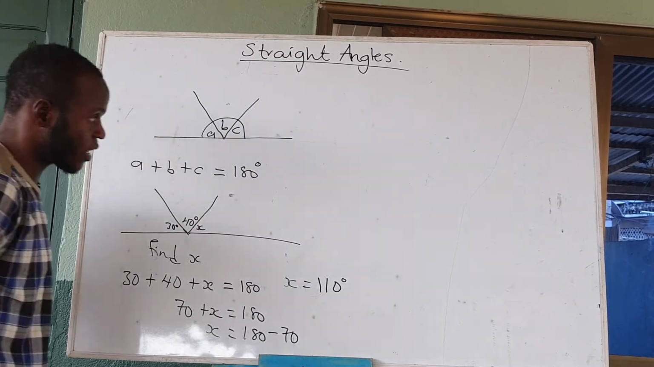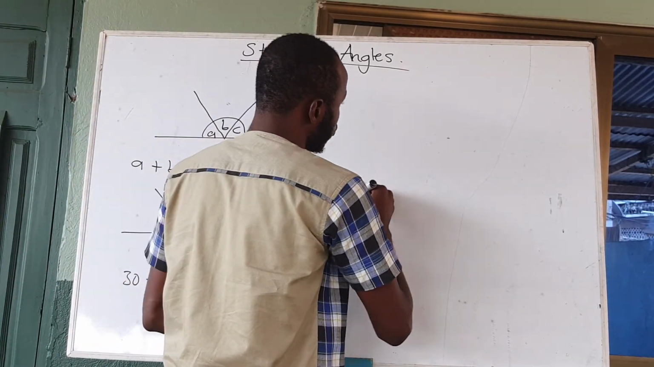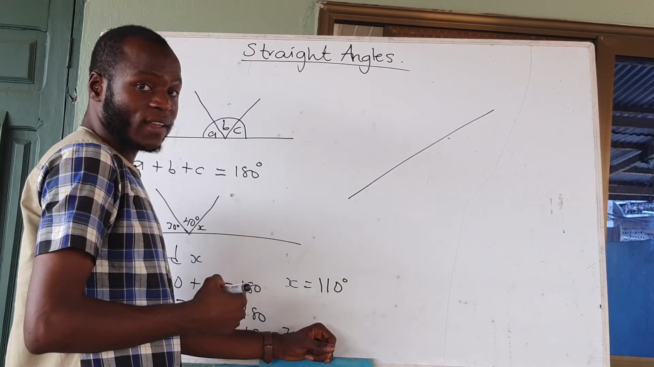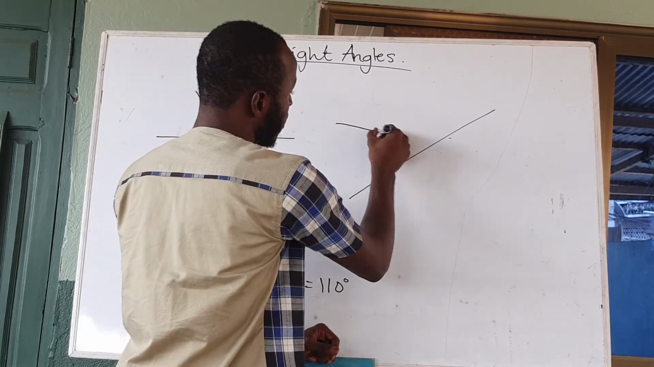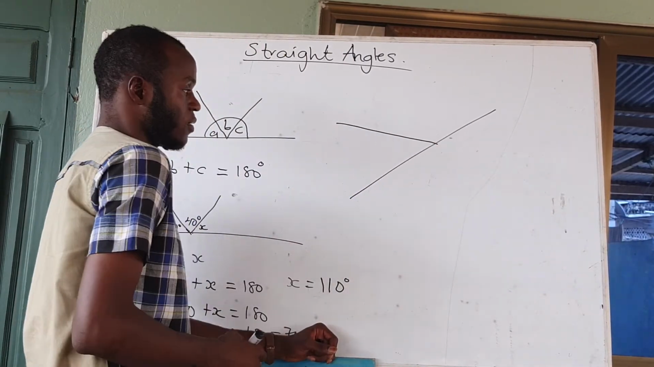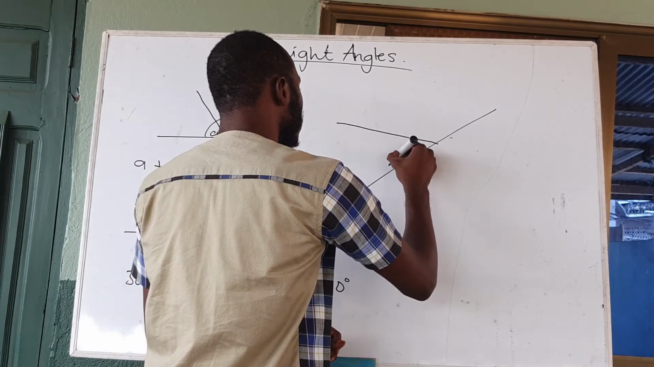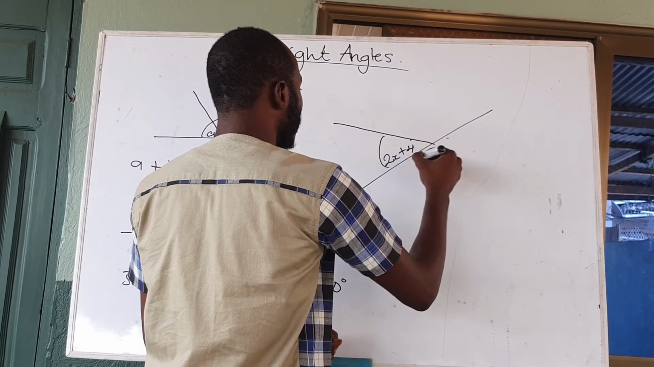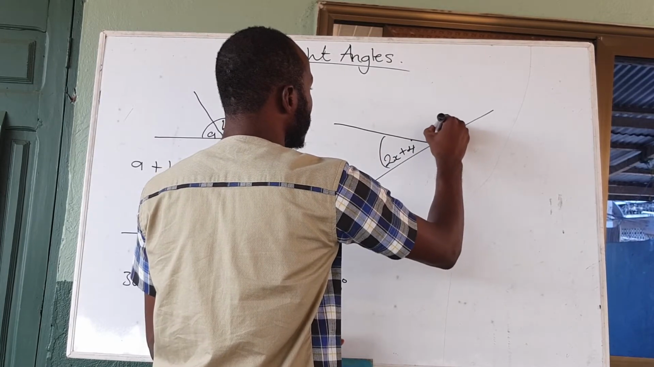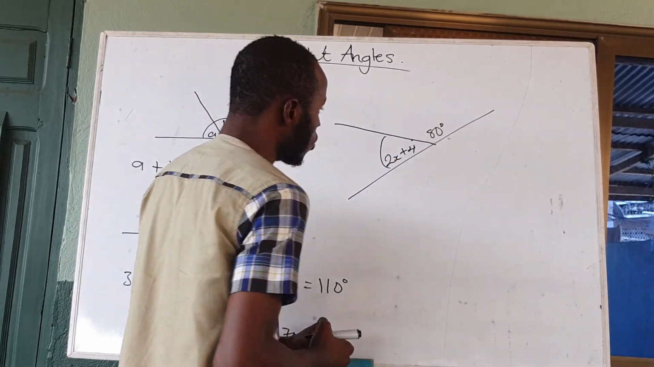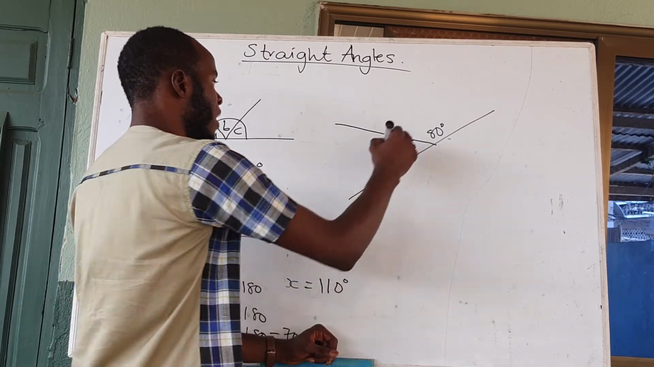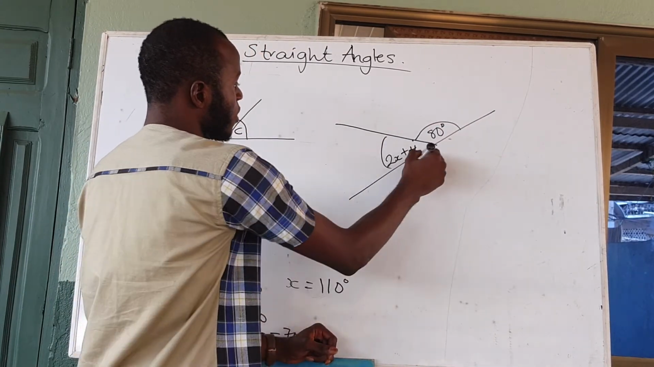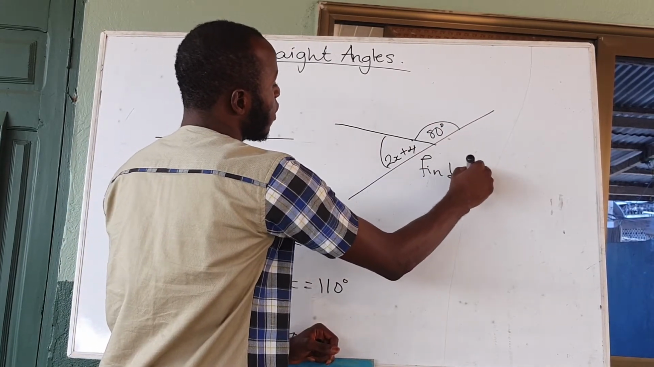Now let's take another example on the straight angle. We could have a straight line like this, and then there is another line which has cut it like this. So we have here, say, 2x plus 4 forming an angle, and here we have, say, 80 degrees. If you have 80 degrees there as an angle, now we are looking for x. They will ask you to find x.